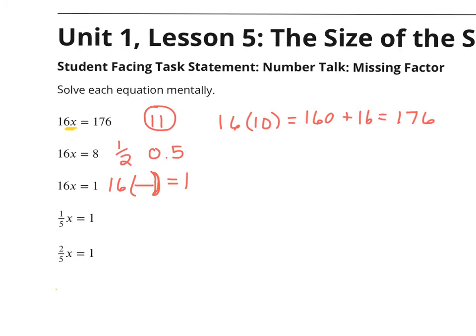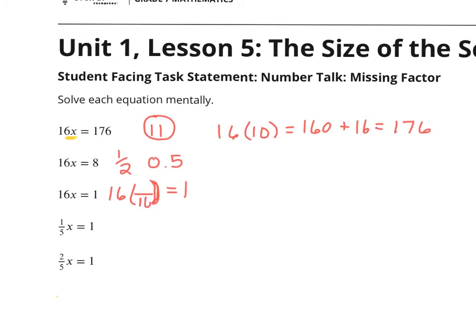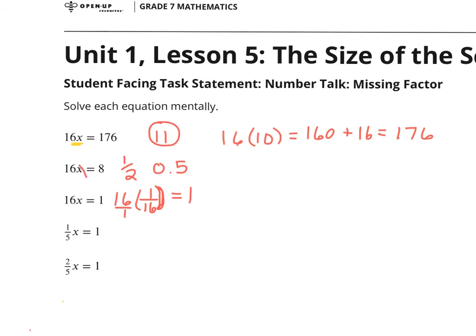Well, how about 1/16? We know when we multiply fractions, we multiply across. Or we can simplify first. 1/16 would give us 1. Similarly, 1/5. I need something to wipe out that 1/5 to give me 1. Well, if I multiply by 5/1 or just 5, I would get 1.